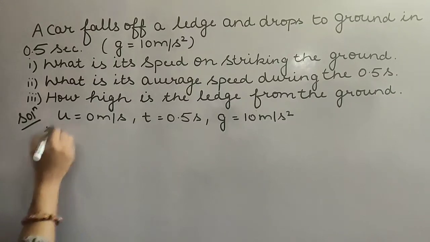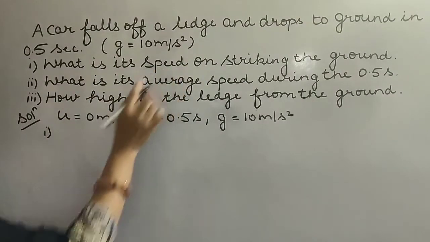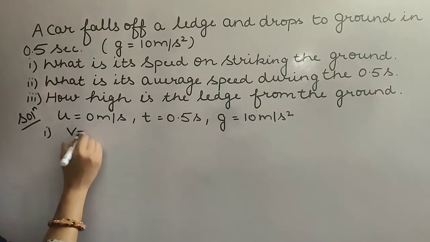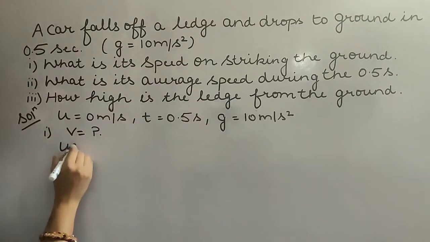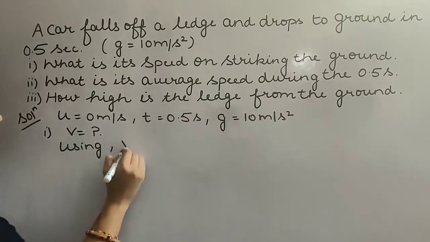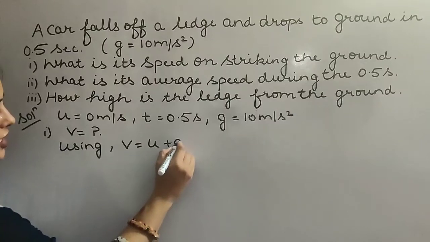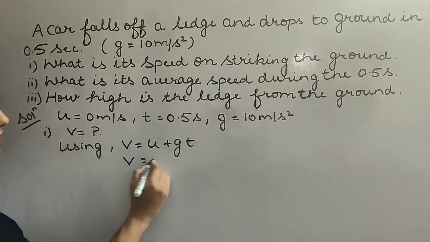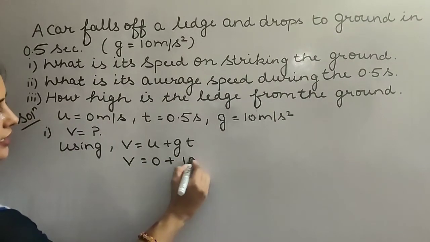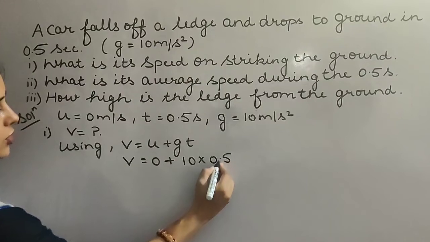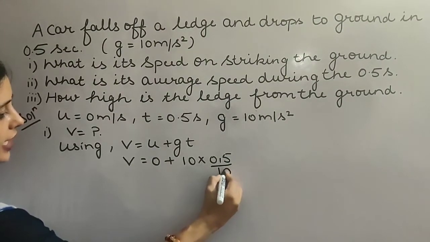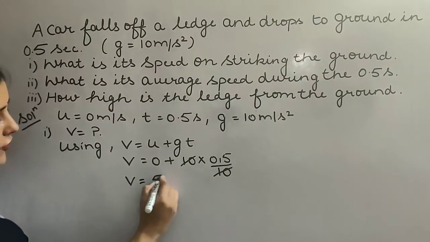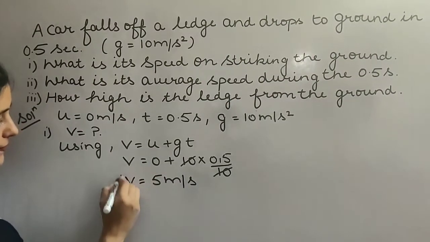In the first part, we have to find the final velocity with which the car strikes the ground, that is v. Using the first equation of motion, v is equal to u plus gt, we can find the final velocity. Here u is 0, g is 10, time is 0.5. So you can remove the decimal here, 10 cancels out with 10. So the final speed is 5 meters per second.